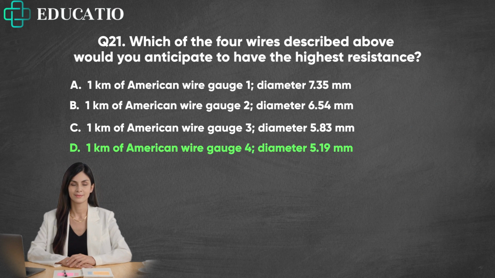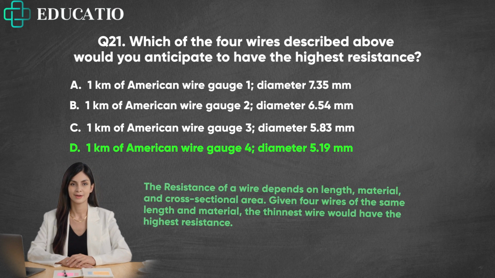Answer. D. Explanation: the resistance of a wire depends on length, material, and cross-sectional area. Given four wires of the same length and material, the thinnest wire would have the highest resistance.